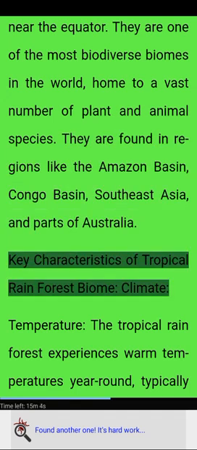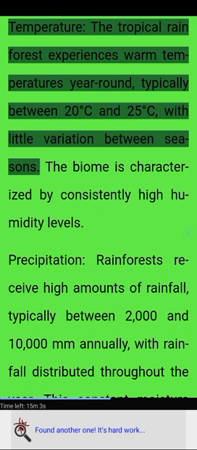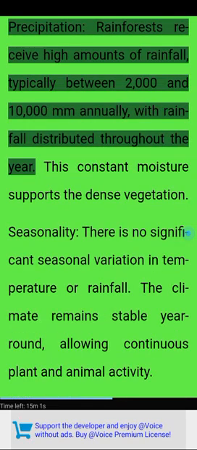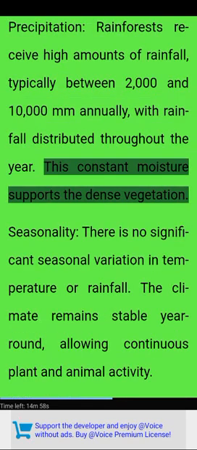Key characteristics of tropical rainforest biome: climate. Temperature. The tropical rainforest experiences warm temperatures year-round, typically between 20 degrees Celsius and 25 degrees Celsius, with little variation between seasons. The biome is characterized by consistently high humidity levels. Precipitation. Rainforests receive high amounts of rainfall, typically between 2,000 and 10,000 millimeters annually, with rainfall distributed throughout the year. This constant moisture supports the dense vegetation.